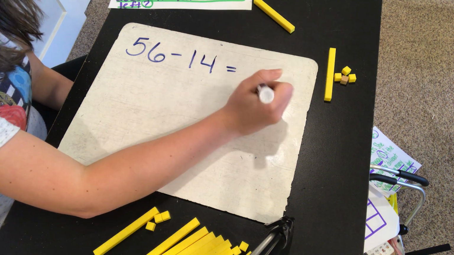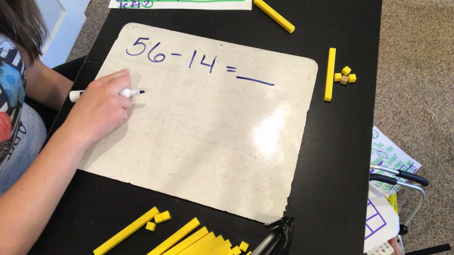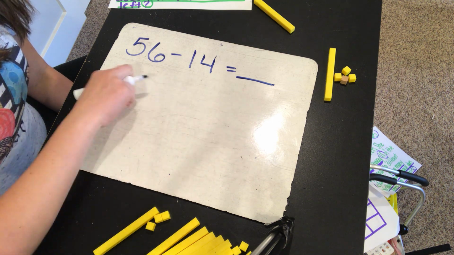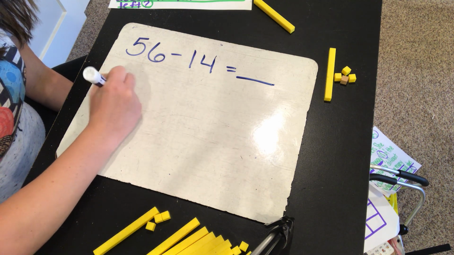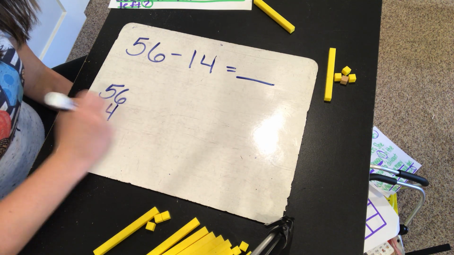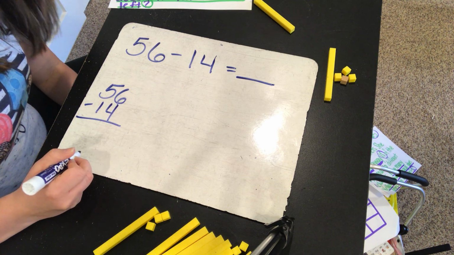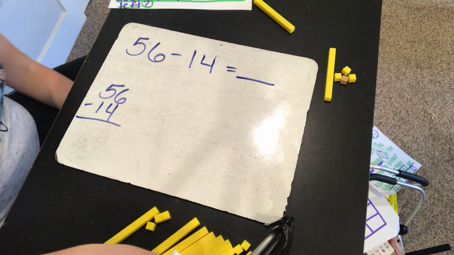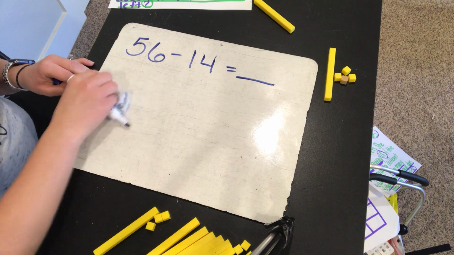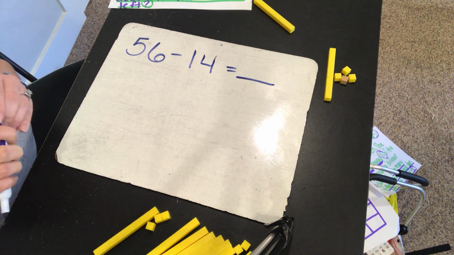56 minus 14. Remember, equations can be written like this, or they can be written like this. Either way is still asking you the same thing. It's asking us to subtract 14 from 56. Let's use both strategies on this problem.